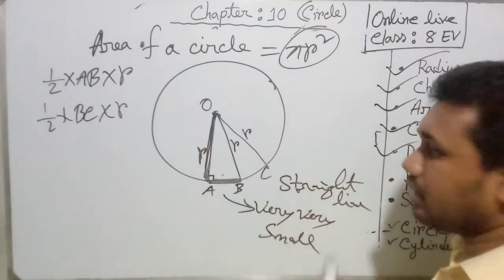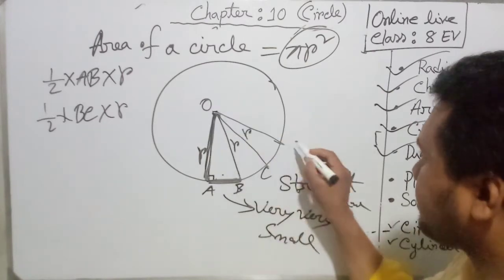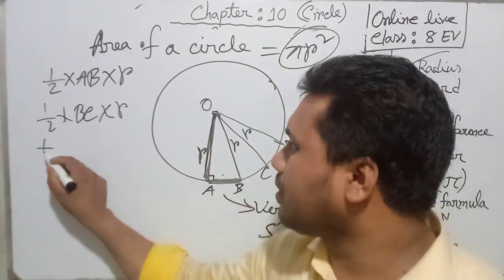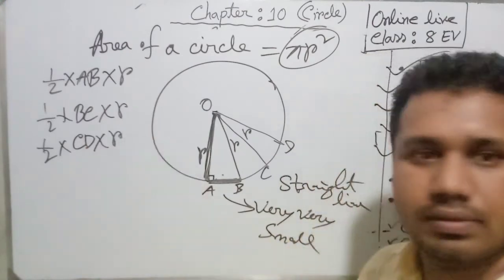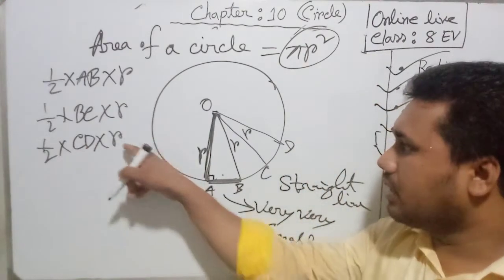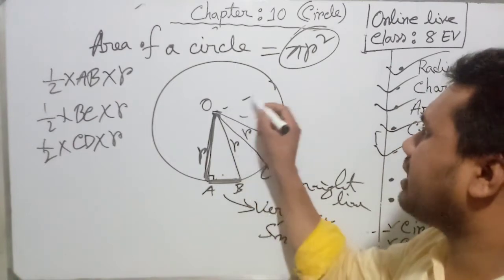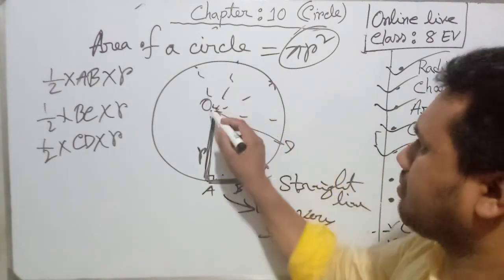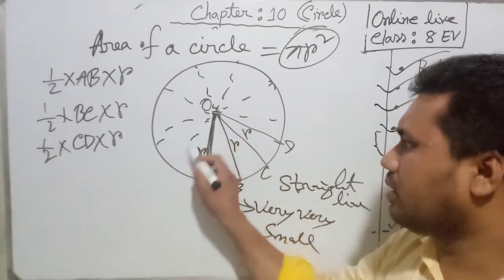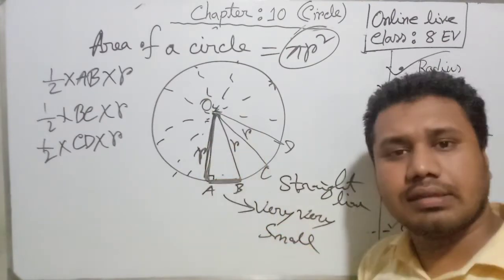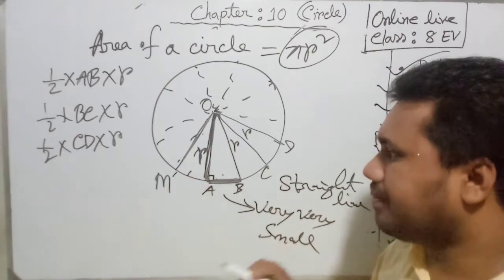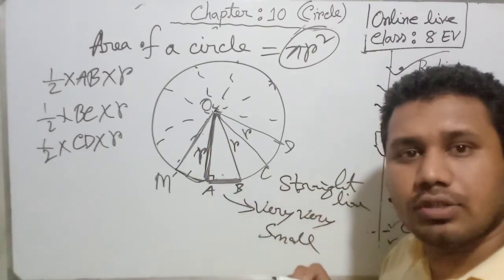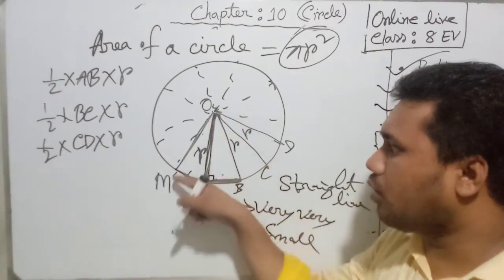This is also R. If we take D, so this will be half into base into height. Clear, dear students? Now if we take so many triangles, and suppose this is our last one and this is M. So this is MA. So what will be the area of triangle AOM?